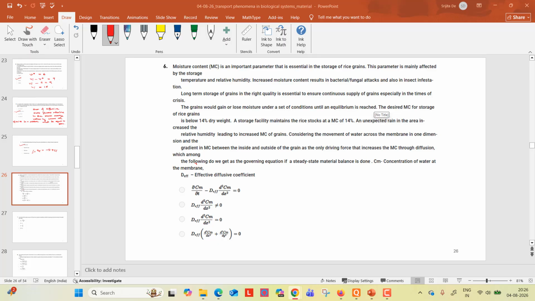So, diffusion is happening, right? Concentration change is happening, so it will be D effective into del square Cm by del x square, del square Cm by del x square equals 0. Or as there is no other term, no partial derivative is there, so it will be d.